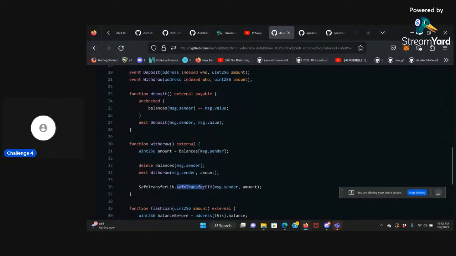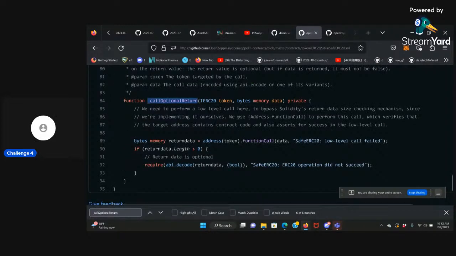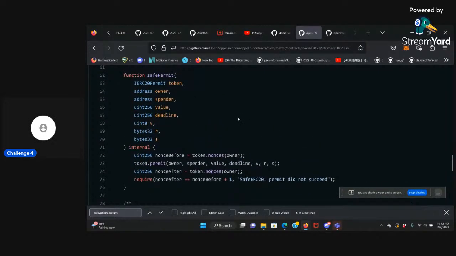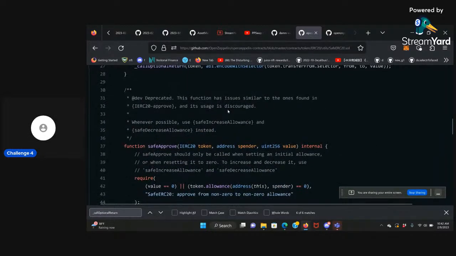We don't use the plain transfer of Ethereum, we use safeTransfer. So what is this? Remember previously, all I needed to do was just use the low-level call function to send to the address. So why do we want to use a safe transfer of Ethereum? Well, the reason is because a low-level function sometimes might return, sometimes might not return. So the safe transfer simply, let me show you.